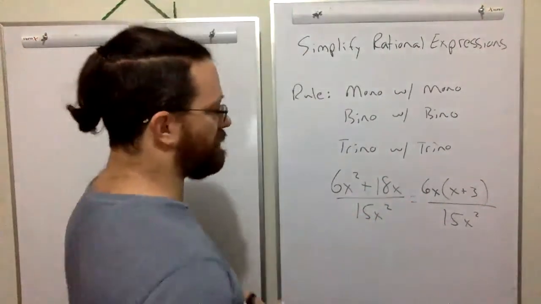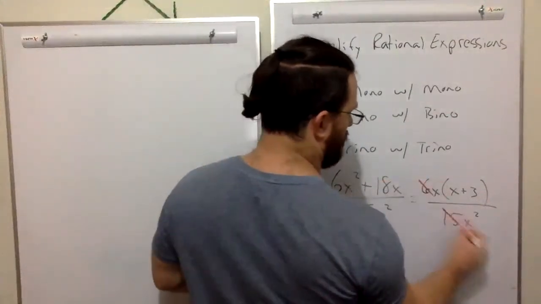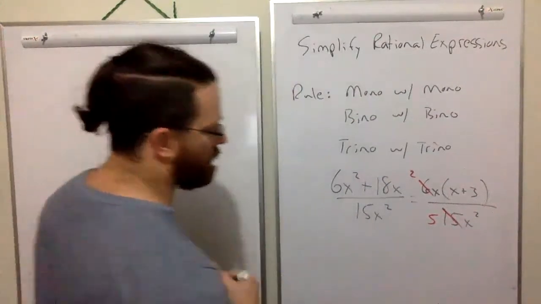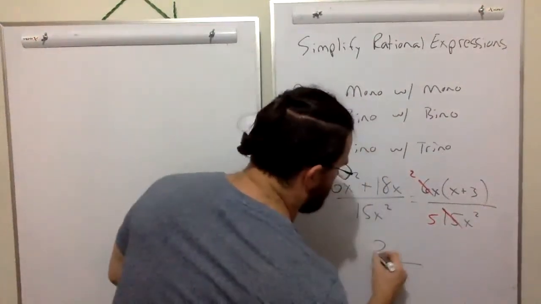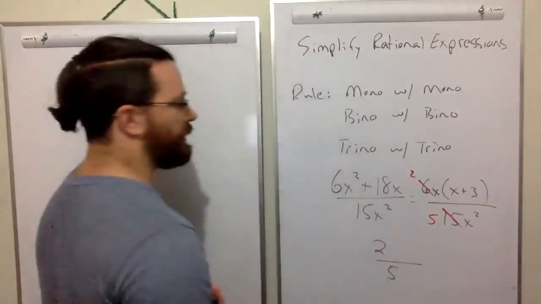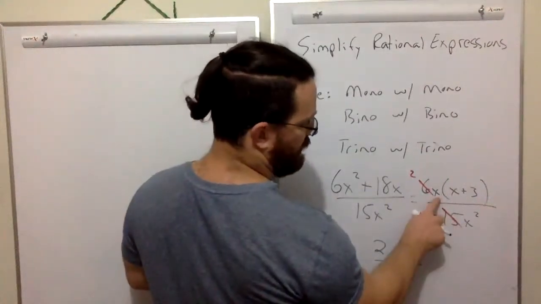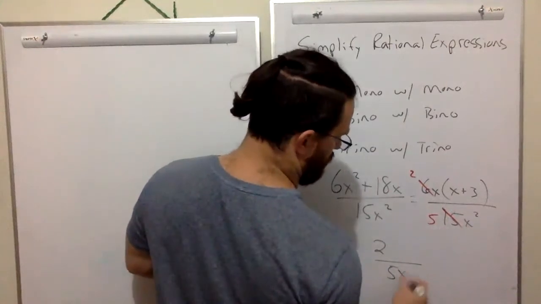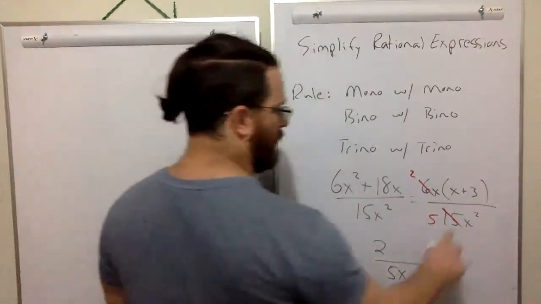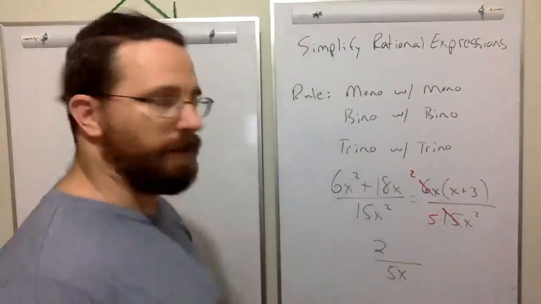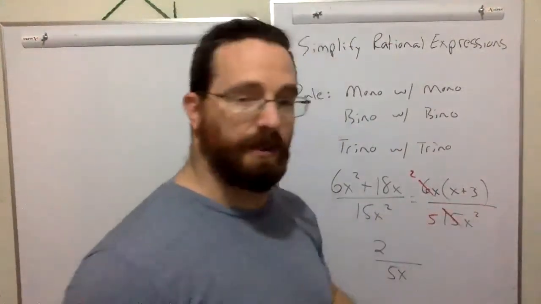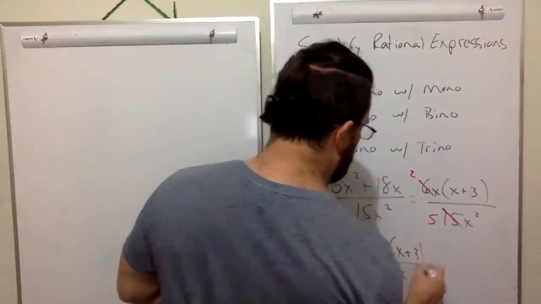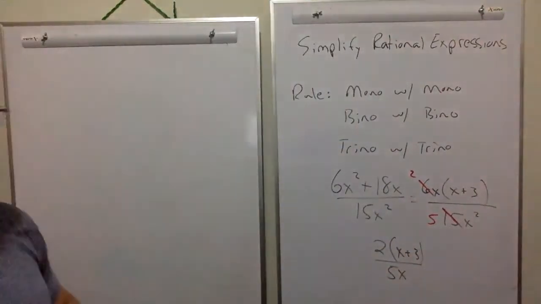In this case, they can both be divided by 3. So this gives me a 2 and a 5. And I do have an x up here, and that x can cancel one of these x's down here. So I'm left with 5x. And my binomial, there's only one binomial in the whole problem, so this binomial cannot reduce with anything. So I'm left with parentheses x plus 3. And there is my final answer.